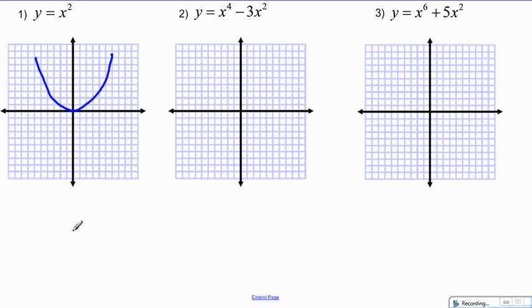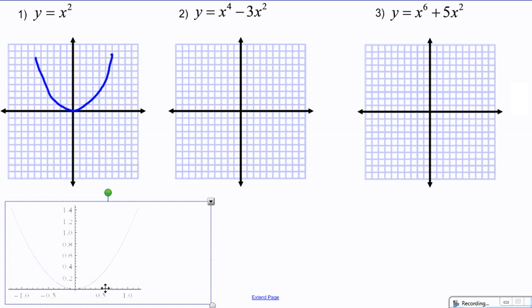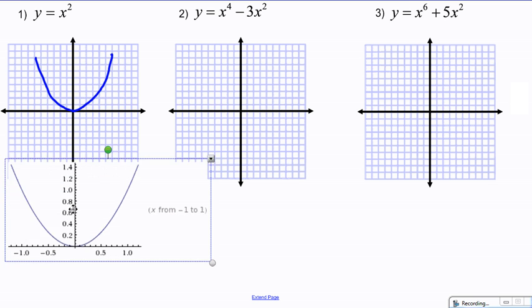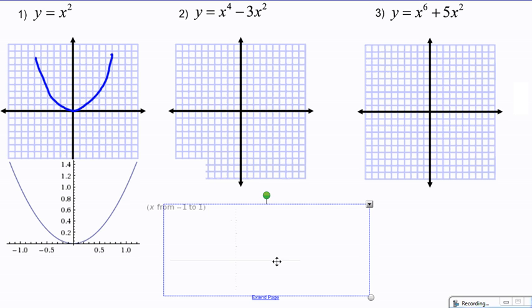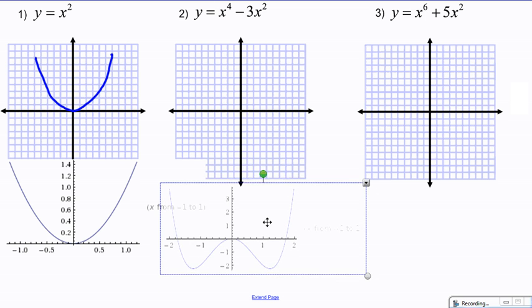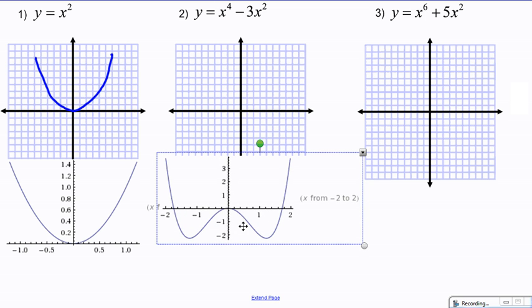So what I have done was I made up the sketch of each function. For example, this is the function of y equals x squared, as you can see right here. Now, y equals x to the fourth minus 3x squared is actually right over here. It looks like a W shape, isn't it? Now, because this is a fourth power, we will realize that you will have 3 intercepts and so forth. How about here? y equals x to the sixth power plus 5x squared.